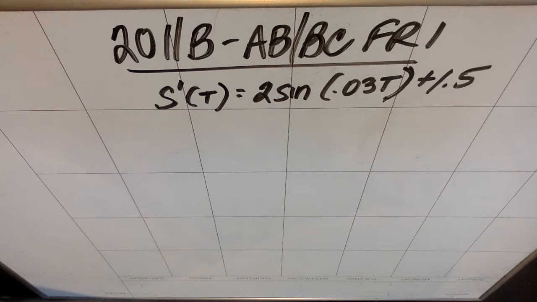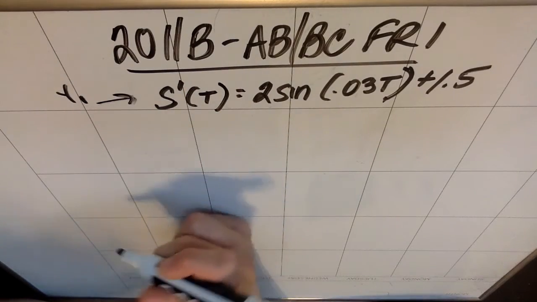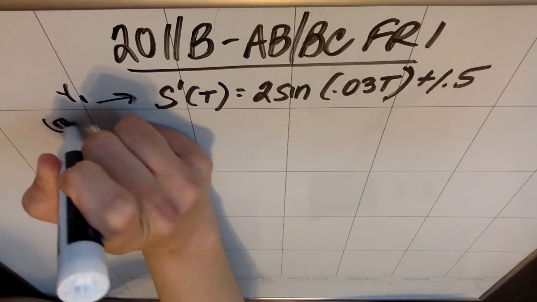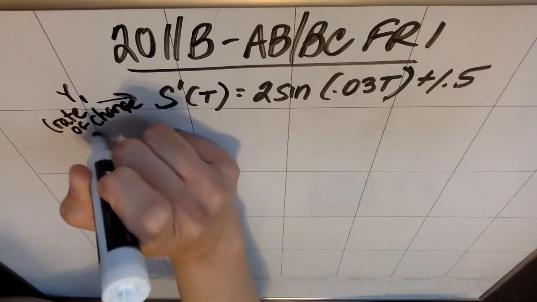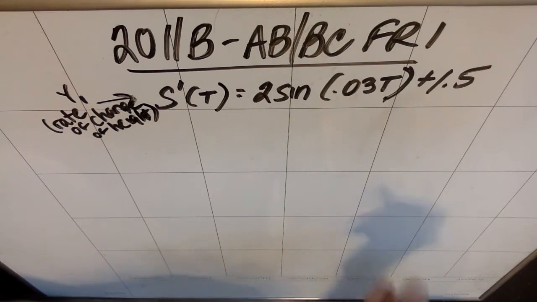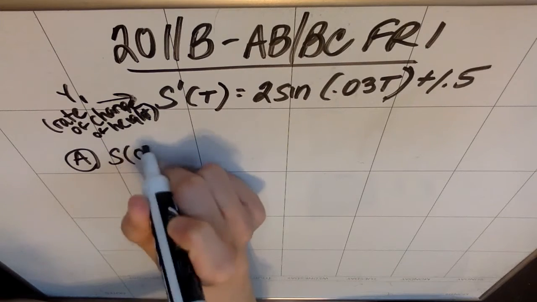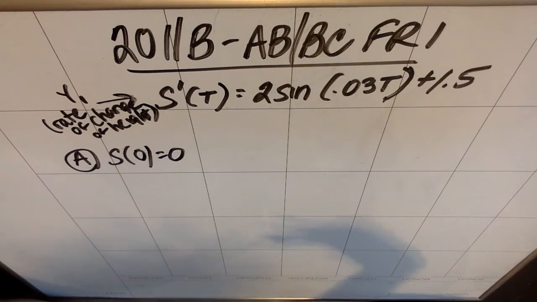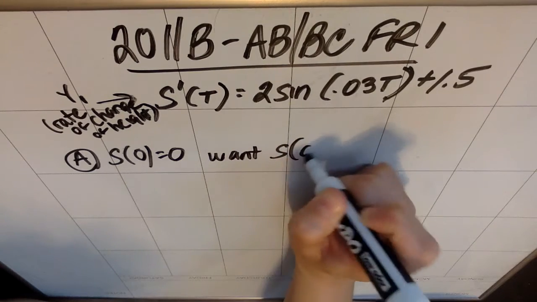According to the model, what is the height of the water in the can at the end of the 60-day period? Okay, so if this is the rate, first off, I'm going to note to myself that this is what I called y1, and this is the rate of change of the height. So S is height, S prime is the rate of change of the height. In part A, I know that S of 0 is 0 because they said that the can initially is empty, and what they want is S of 60.